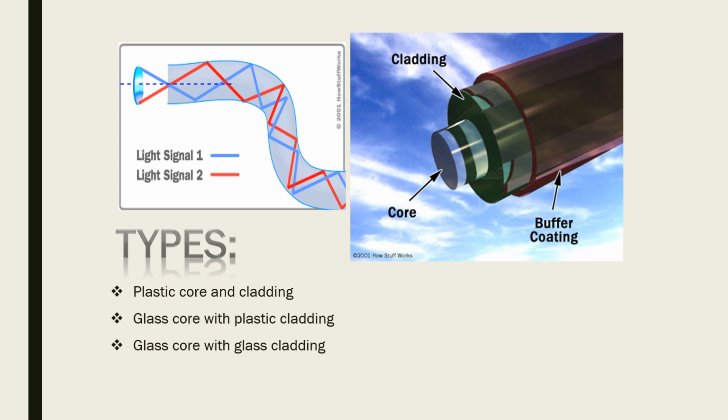Fiber optic cable has three further types: plastic core and cladding, glass core with plastic cladding, and glass core with glass cladding. Cost varies in all these three categories. Obviously, glass core with glass cladding is the most expensive and most difficult to install.